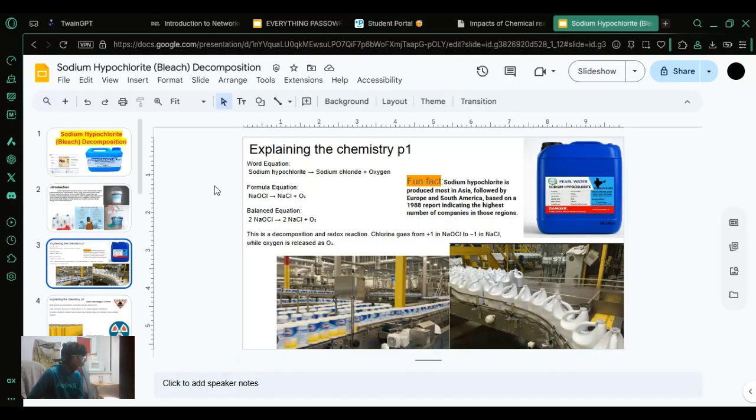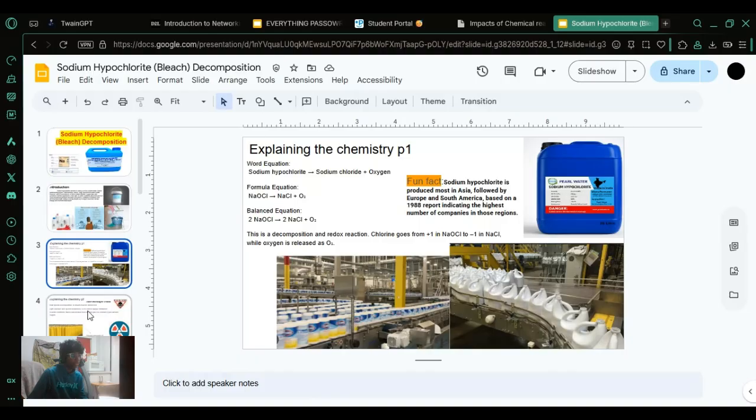Half reactions, ionic view. Oxidation, oxygen: 2 O2- equals O2 plus 4e-. Reduction, chlorine: 2 Cl+1 plus 4e- equals 2 Cl-. Combine: 2 NaOCl equals 2 NaCl plus O2. Electrons cancel. Key points: mass and atoms are conserved. Sodium, chlorine, and oxygen atoms are present before and after the reaction, even if the forms change.